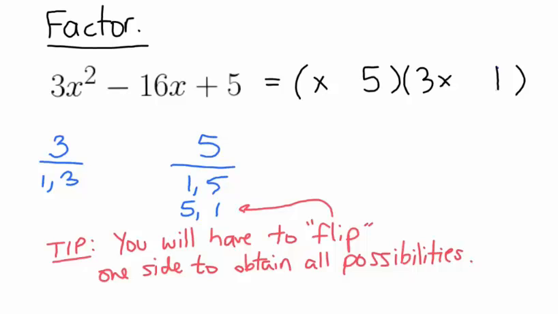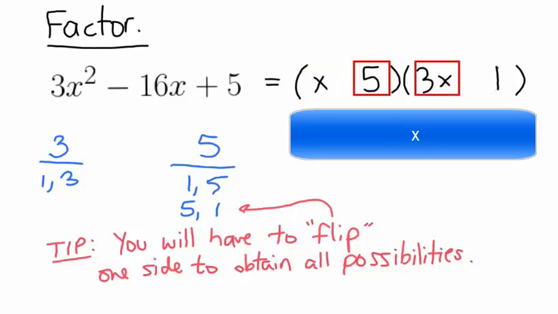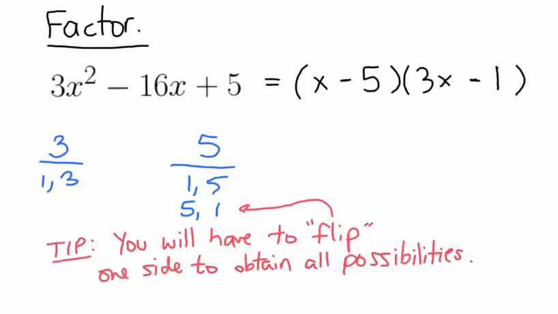Now let's try 5 and 1. Our two outer terms give us 1x, and our two inner terms give us 15x. However, we need negative 16. That means that both the 5 and the 1 must be negative numbers in order to get negative 16. And we can double check by doing a quick multiplication in our heads. x and 3x give us 3x squared, negative 5 and negative 1 give us positive 5, and then our two outside terms and our two inside terms, when multiplied and added, do give us the negative 16x.